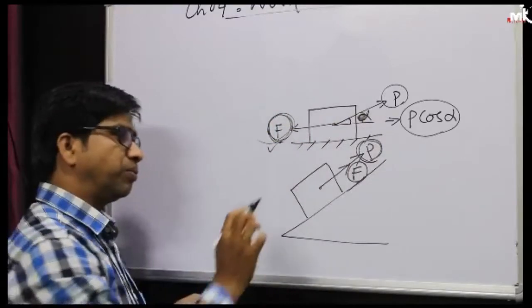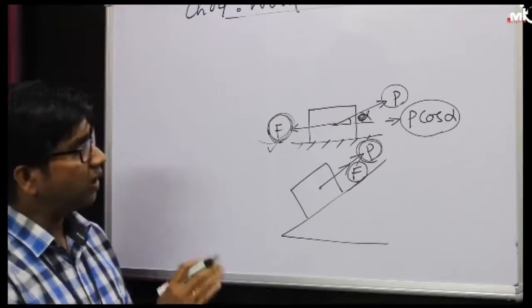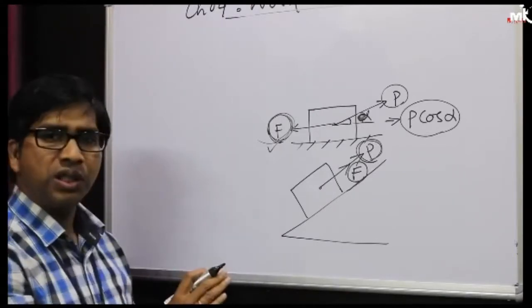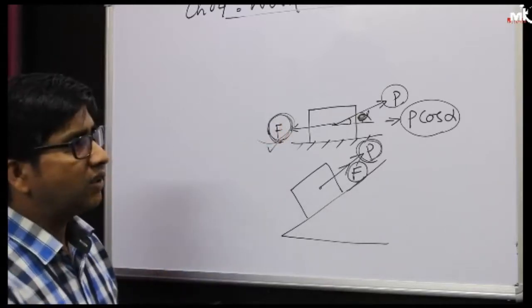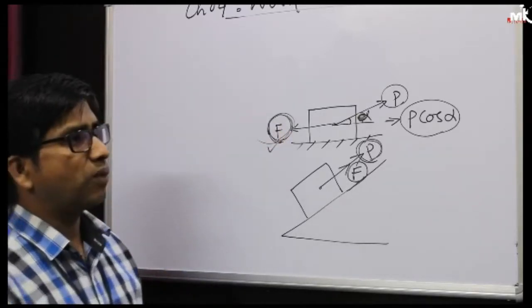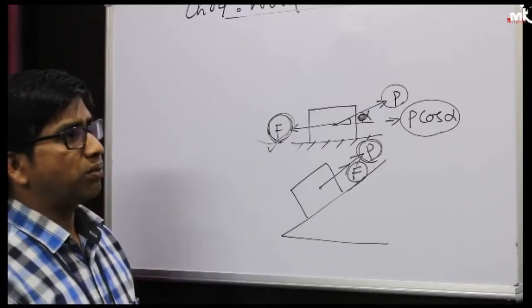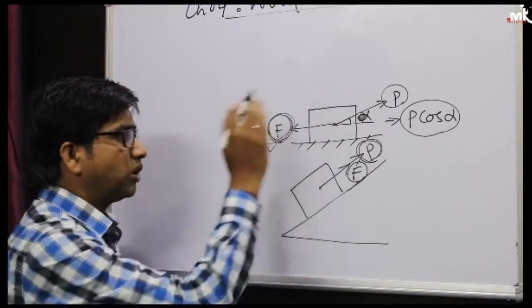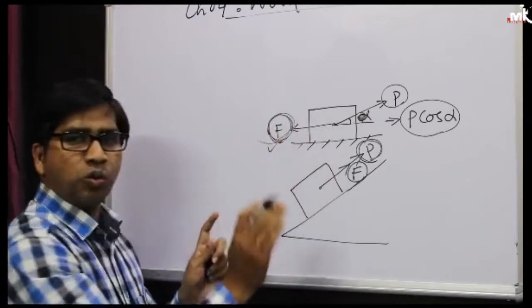So remember, frictional force always acts along the direction of motion or along the direction towards which the body tends to move. That is our first law. Second law is the magnitude of the force of friction is exactly equal to the force which tends to move the body. Remember, I am just talking about static friction. In static friction, our body does not move.